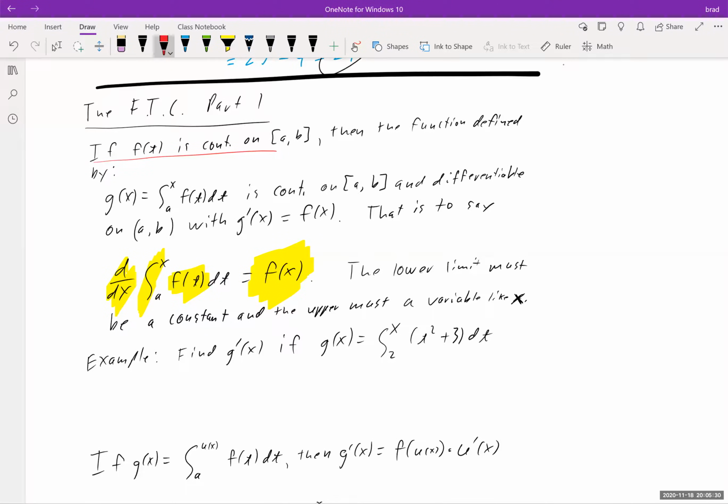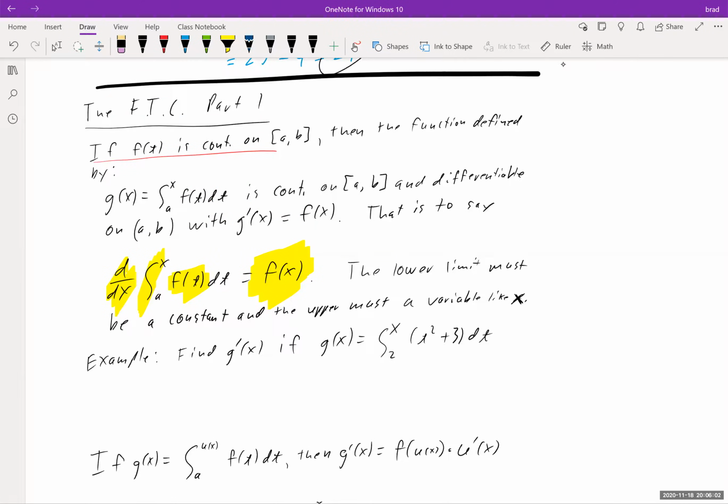So it says find g prime of x if g of x is equal to the integral from 2 to x of t squared plus 3 dt. Okay, so take a minute. Is this a really, really tough problem, or is this actually a really, really nice problem? So think about it. If we go back up here, it says if g of x is this, then g prime of x would just be f of x. So look what's in here. You just rewrite it, but you change it from t to x, okay?